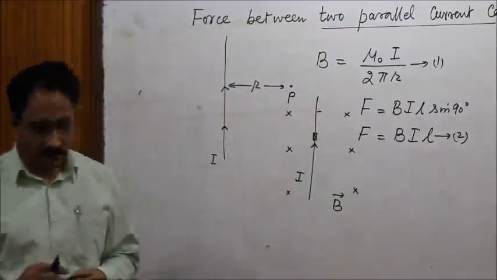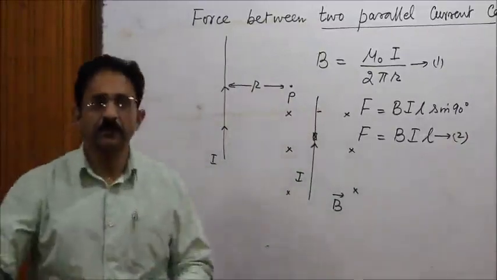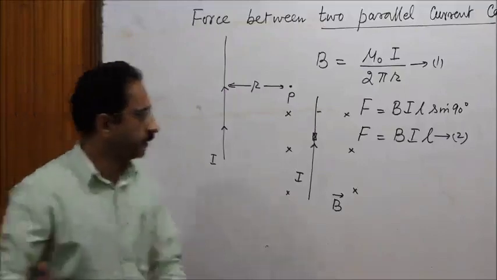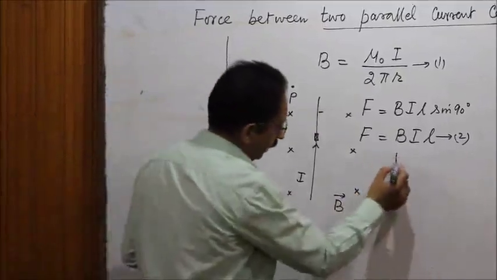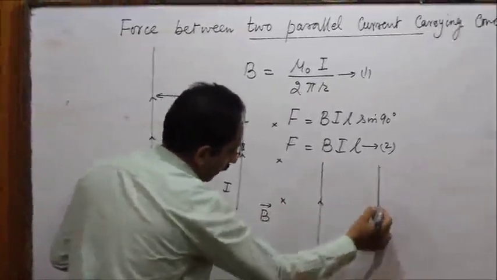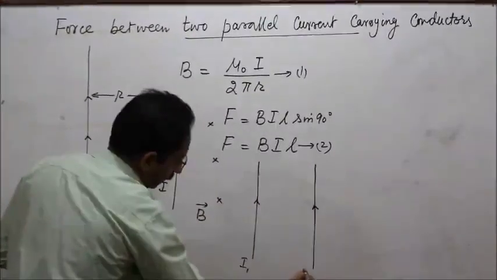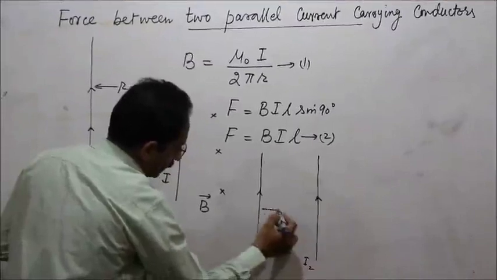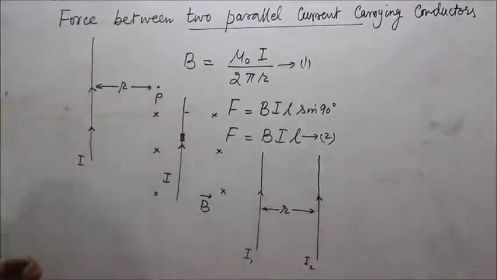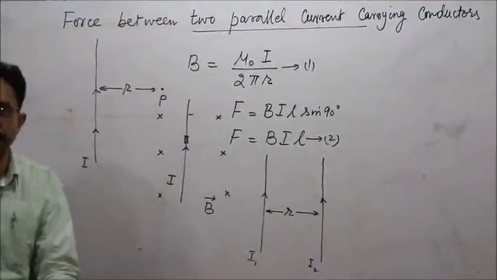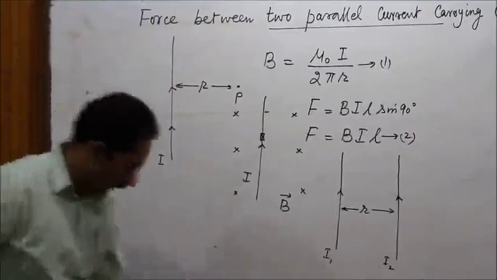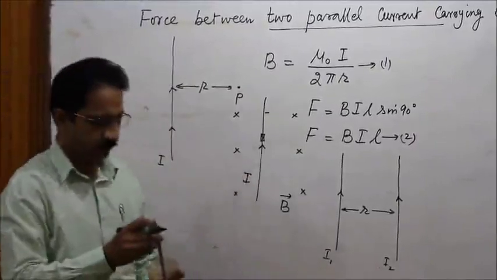The concept is like this: there are two conductors, one carrying a steady current I1. Parallel to it, there is another conductor carrying current I2, and the separation between them is r. Then how do they experience force with respect to each other? I demonstrate the situation with the help of a very simple idea which looks like this.